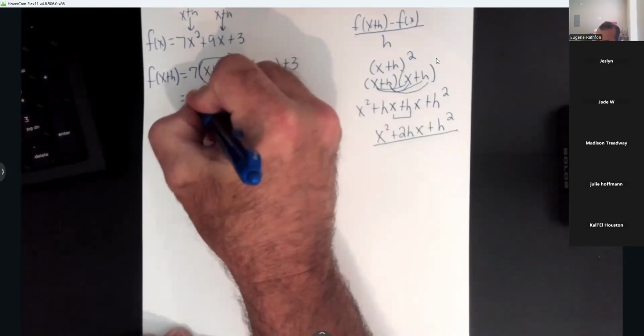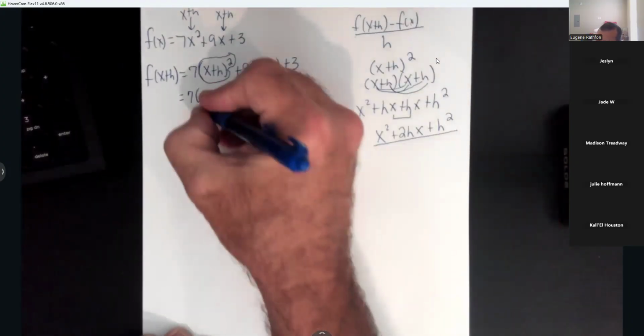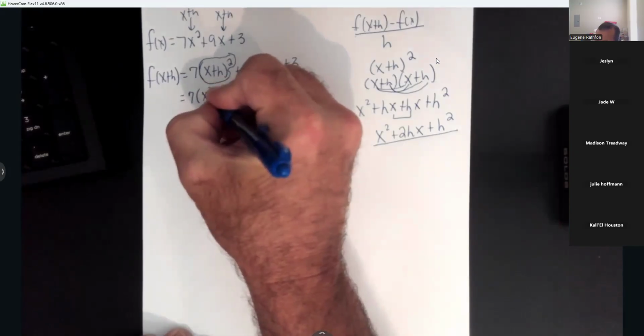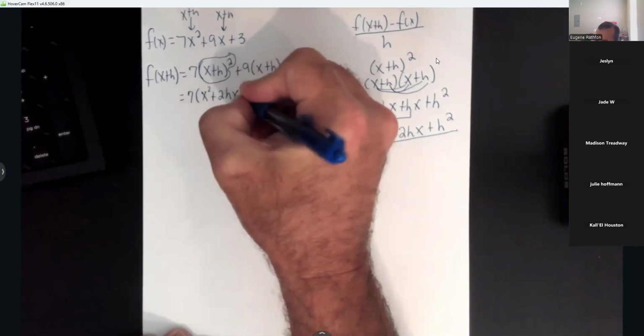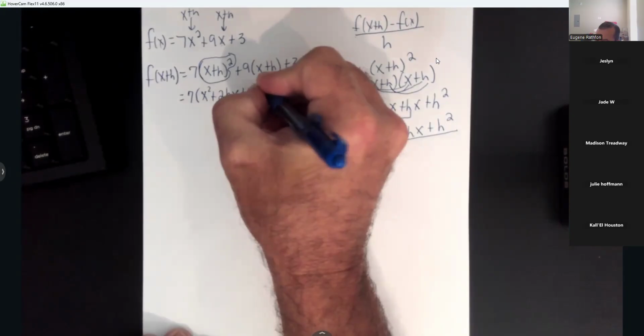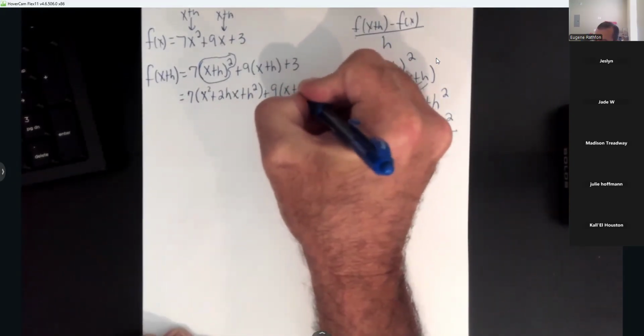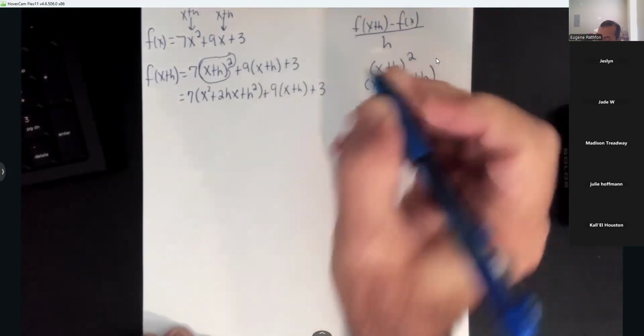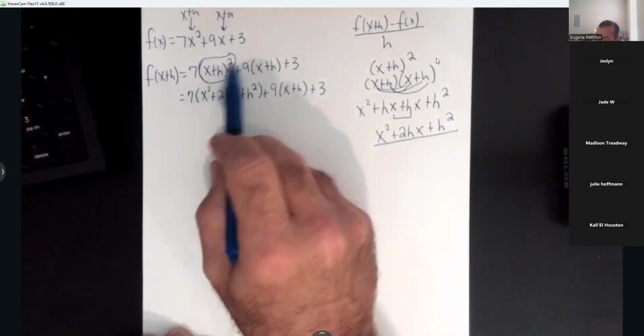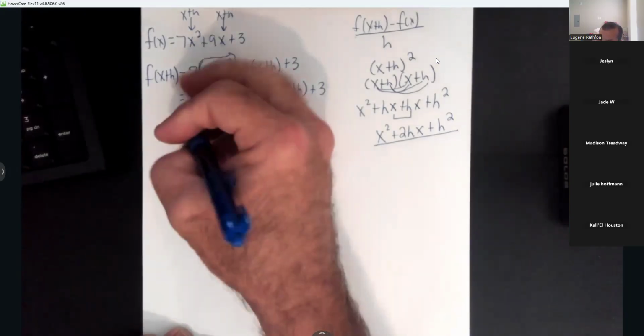So bring down the 7. x plus h squared equaled this: x squared plus 2hx plus h squared. I'm bringing everything else down. So the only thing I did in that step was the x plus h squared became that.